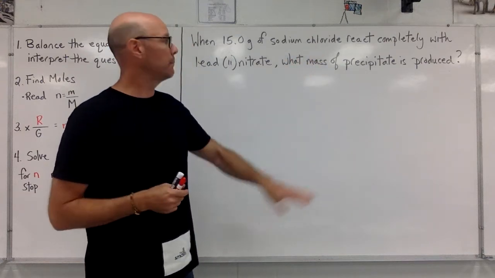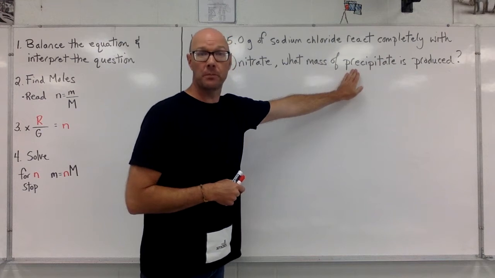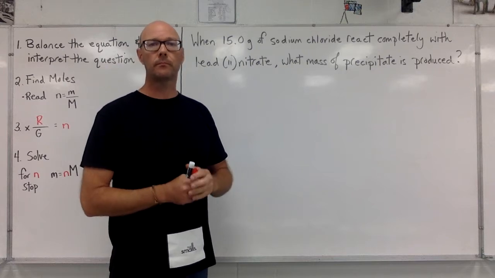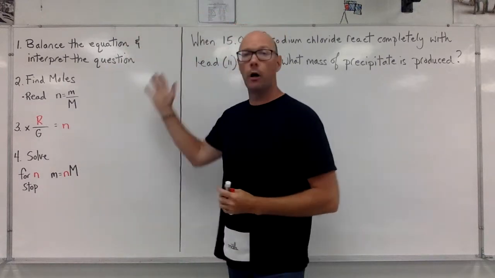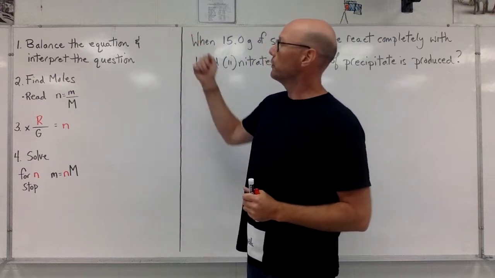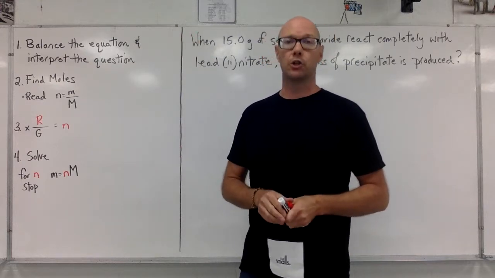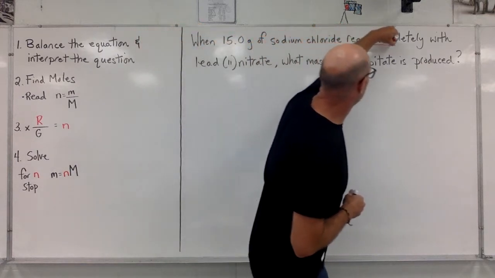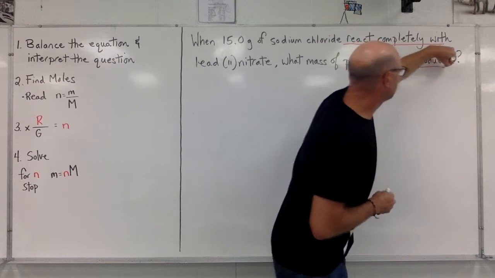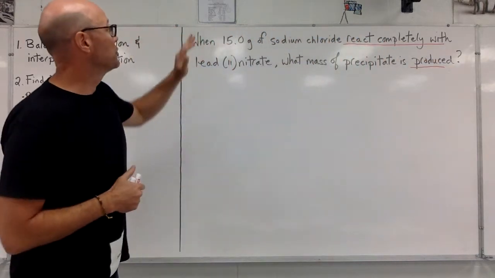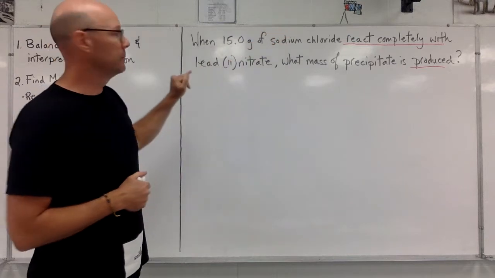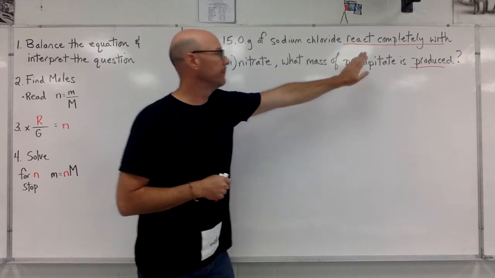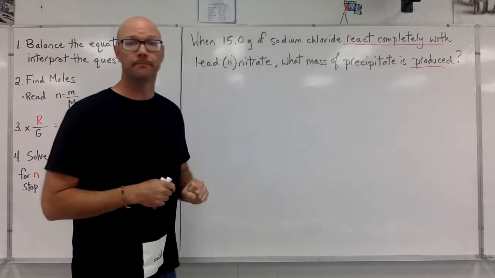This is also an example of a question that asks us about the precipitate, which, as you might recall, is the solid product. When we have a stoichiometry problem, we're always following these 4 steps, the first of which is to balance the equation and interpret the question. We might be on the lookout for some keywords. We're going to have sodium chloride reacting with lead 2 nitrate. And we have this expectation that a solid product is going to be produced.